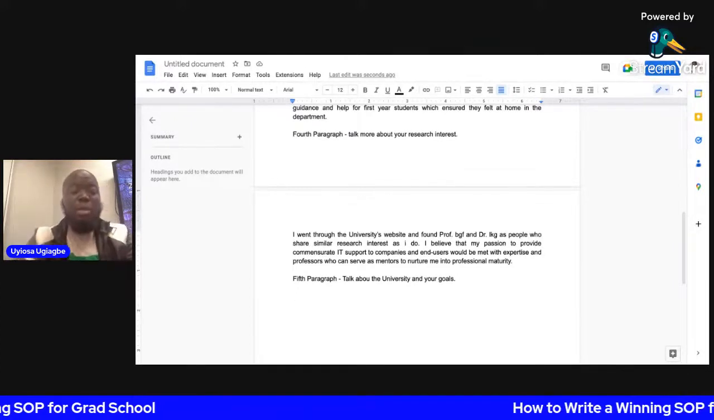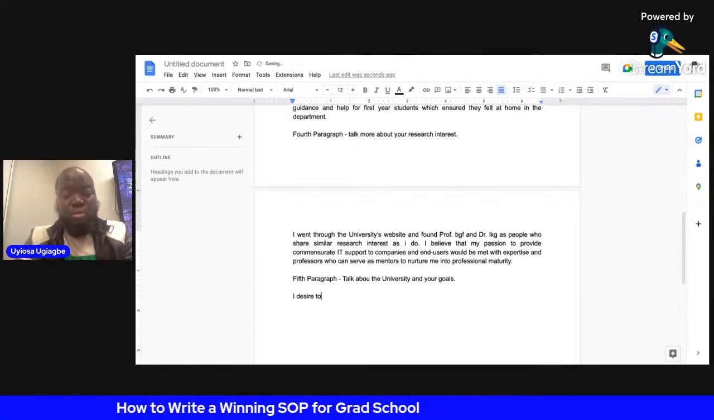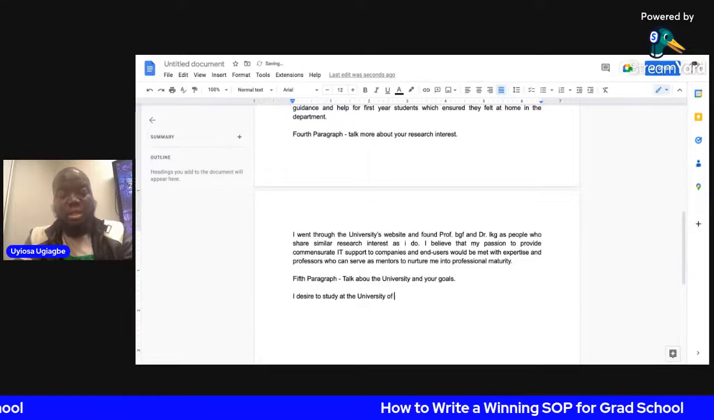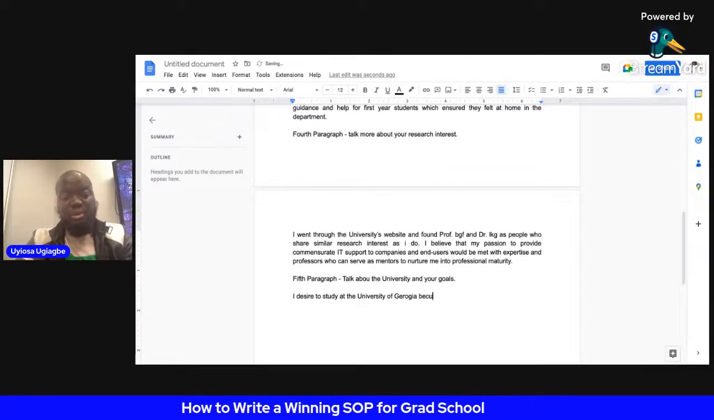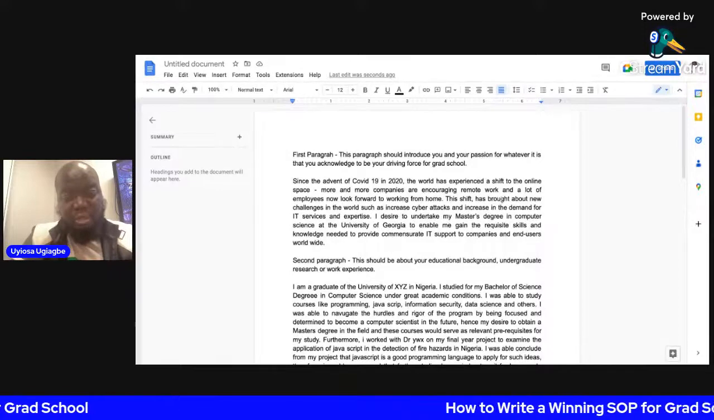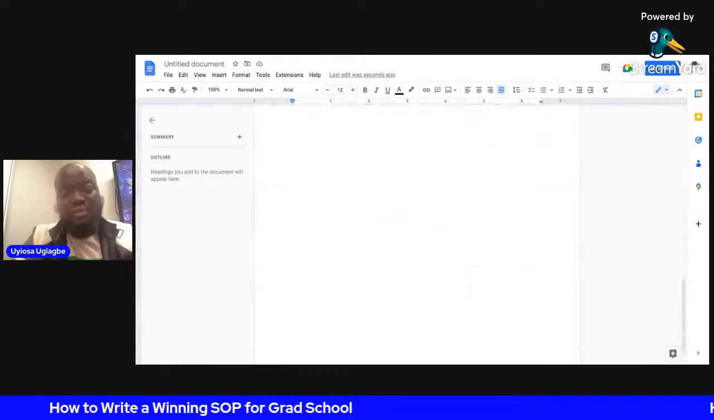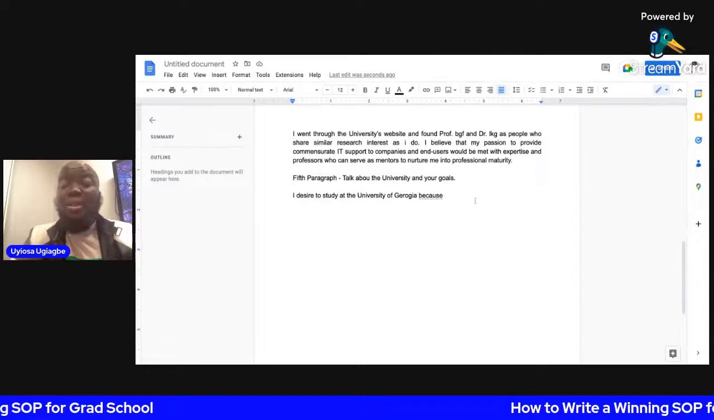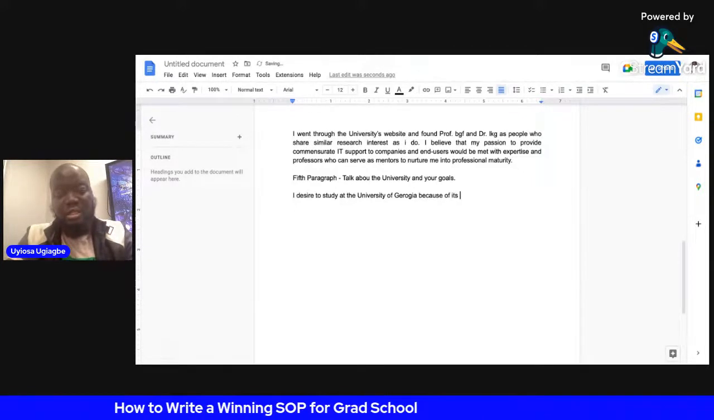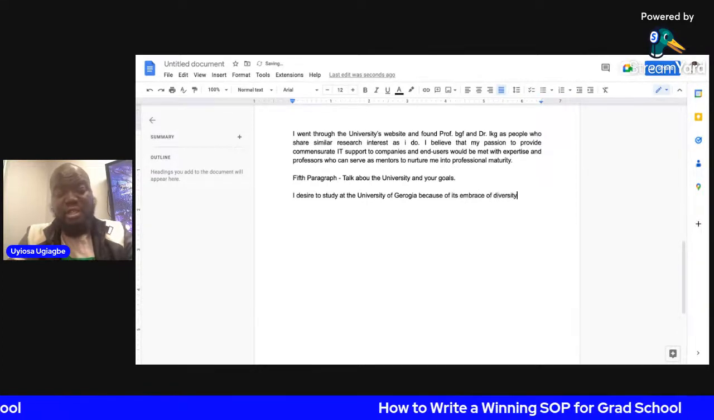So, I desire to study at the University of Georgia. I'm using it because we used it earlier in our first paragraph, so I'm using it again. Please, I'm not a representative of the University of Georgia in any way. I'm just doing this for example purposes only. All right. So it turns out the University of Georgia, because of its embrace of diversity and inclusion.